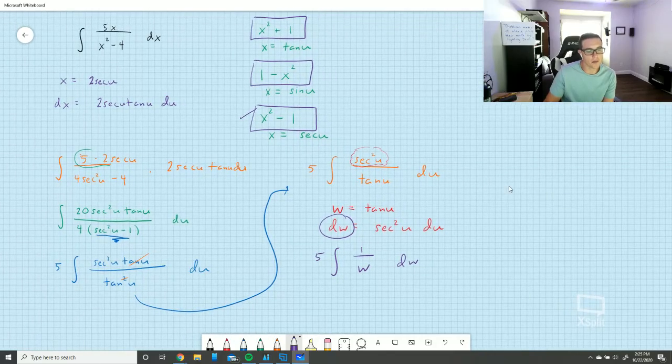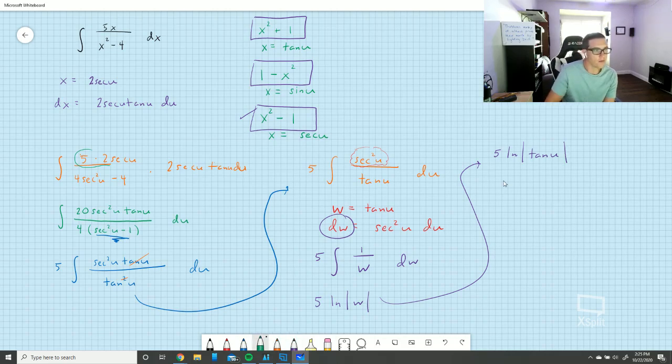All right. Now I can integrate. 5 integral of that's not so bad at all. It's just natural log of w. What was w? It was tangent u. So put that back as 5 natural log tangent u, but I can't have u in the problem either. So now I got to go back to what u was.